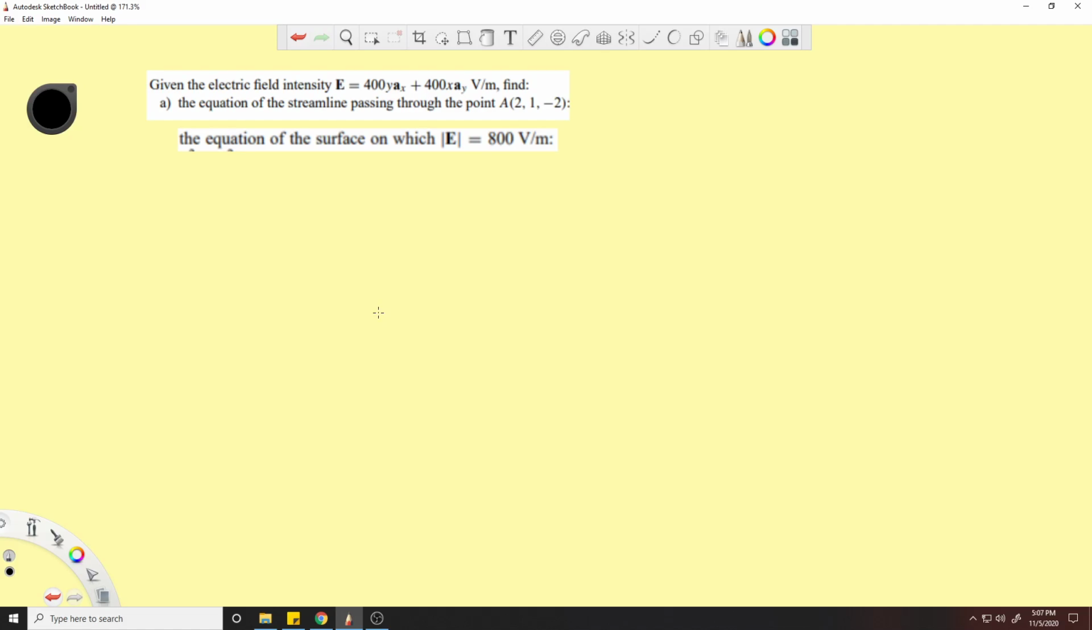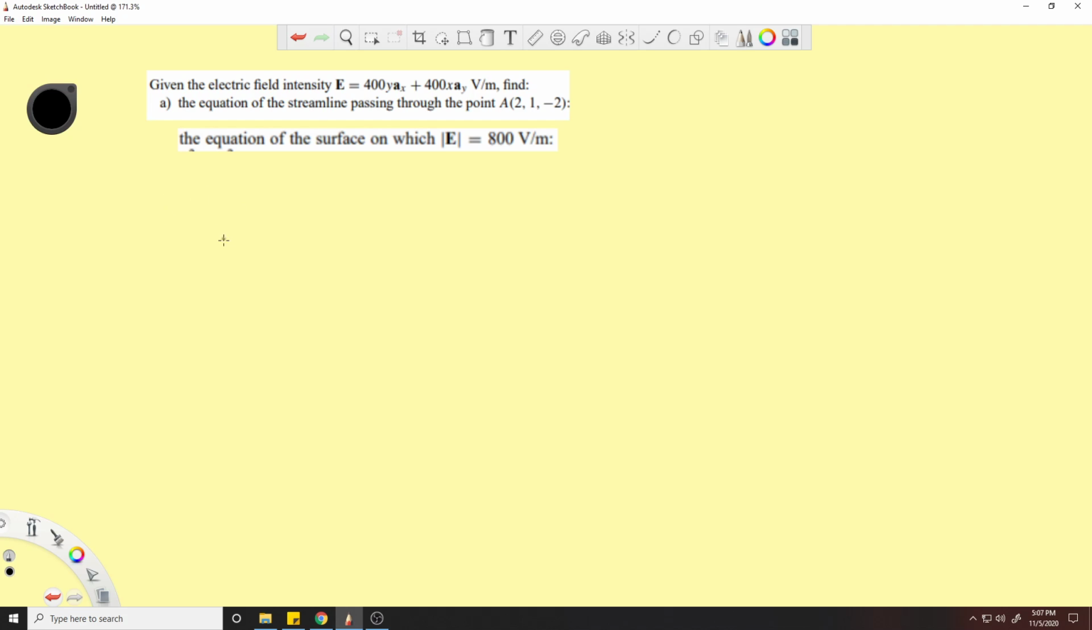Our problem here wants us to find the equation of a streamline passing through some point A, and then the equation of the surface where the magnitude of E is some value. So let's start with the first one. We want to find a streamline.